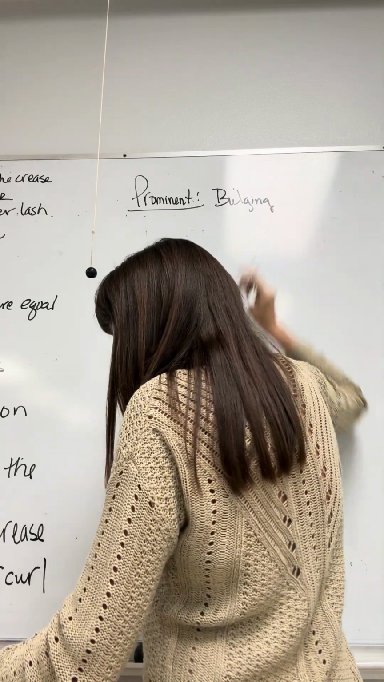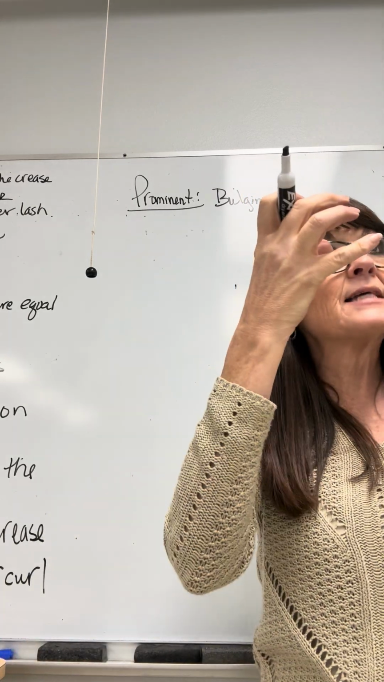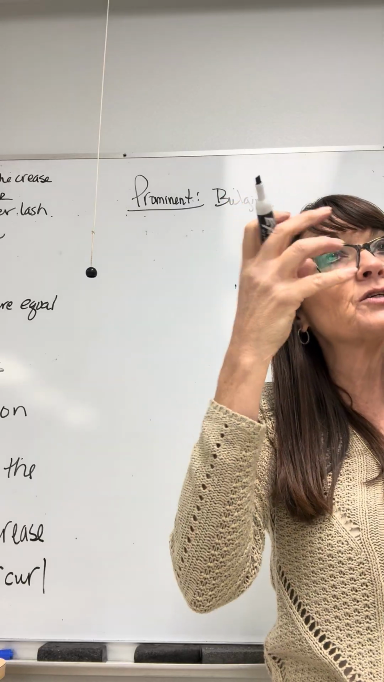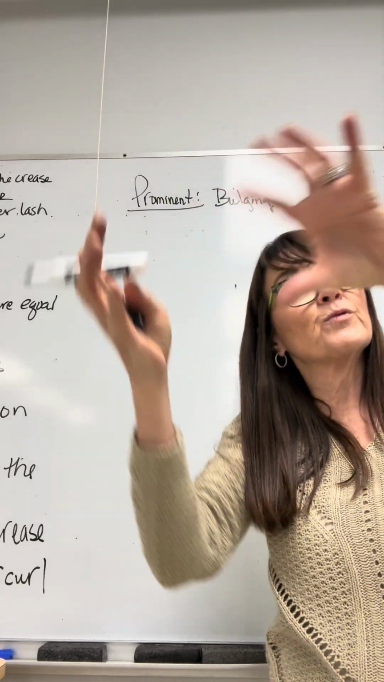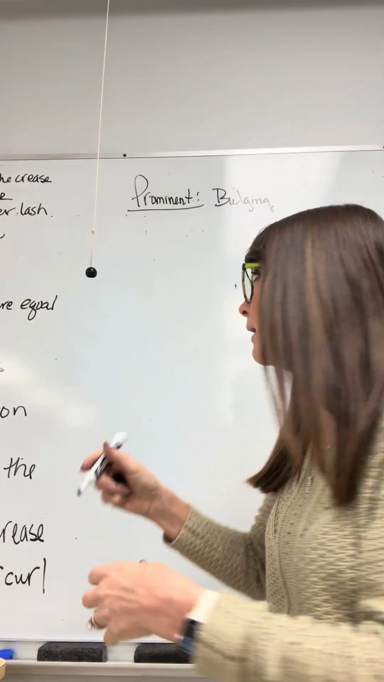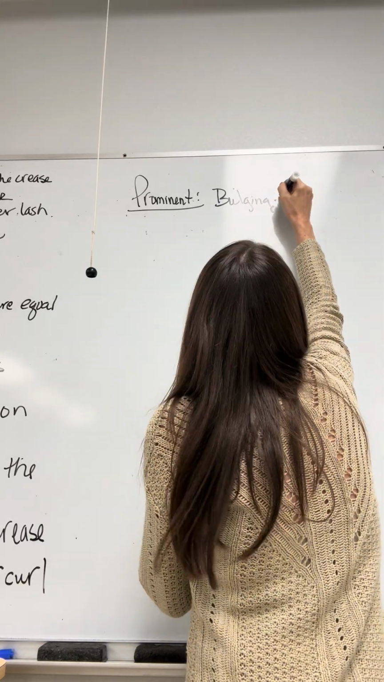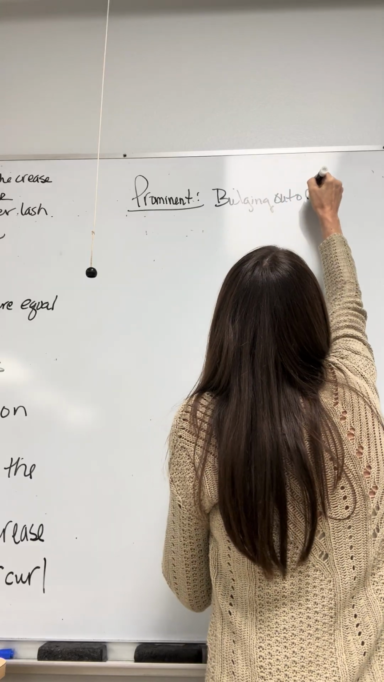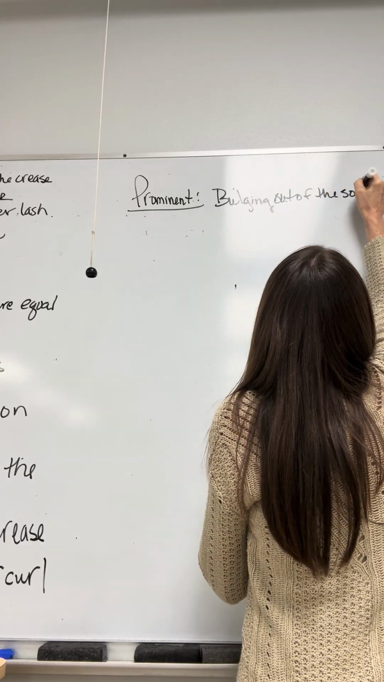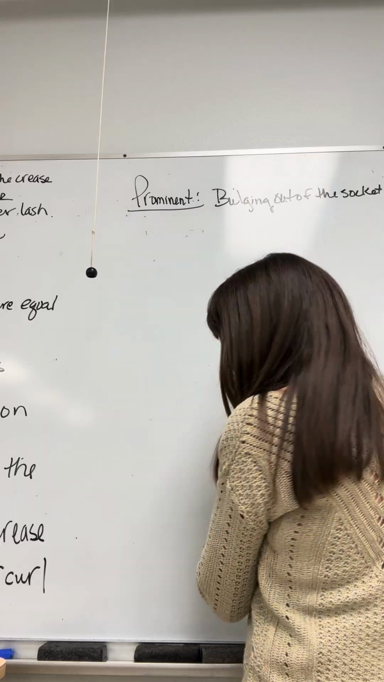It's a bulging eye, and it looks like it's out of the socket, like it's a lot larger. You see a lot more of the round shape of the eyeball, okay? So it's bulging out, and this says out of the eye socket itself, which would be the orbital bone, okay?